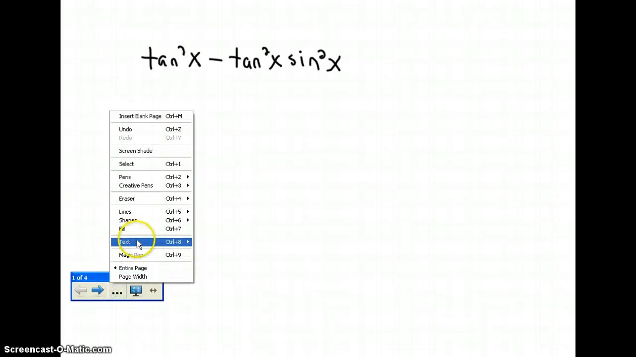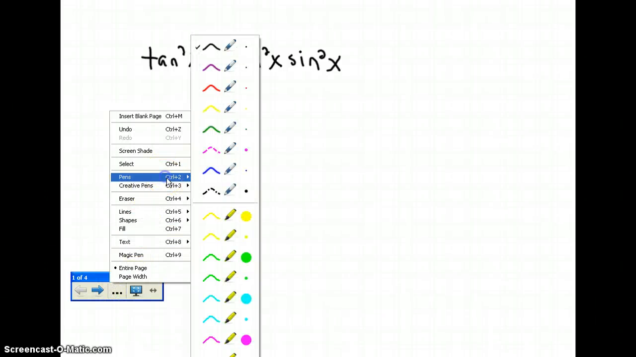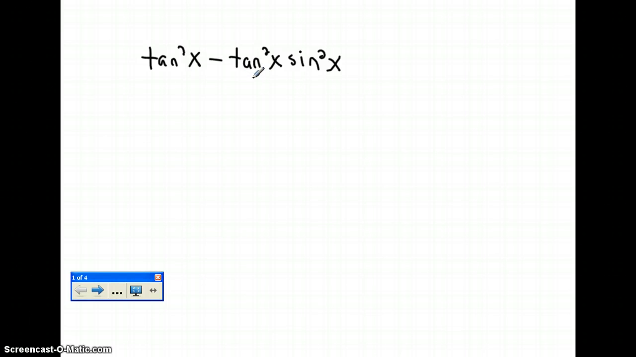So now what we're going to do is look at simplifying trigonometric identities by factoring, or just trying to see what they have in common, or whether I can break it down any further. So we're looking at number 17 in your notes. I have tan squared minus tan squared sine squared. I see that they both have tan squared in common, so I'm going to take out a tan squared from both of them.